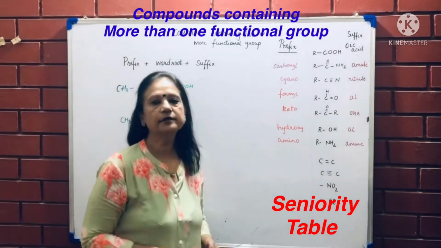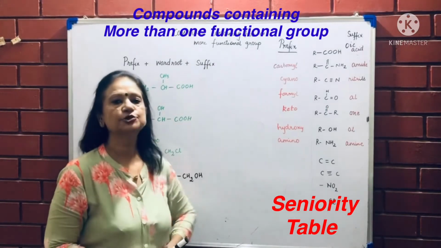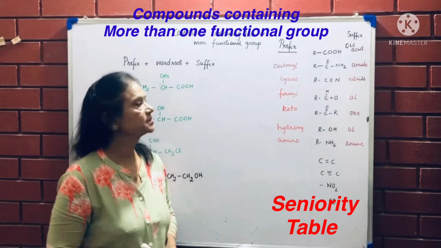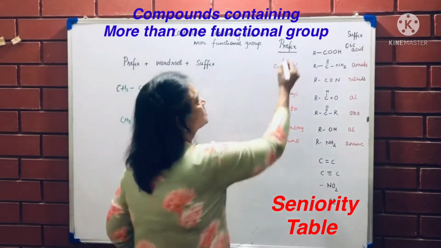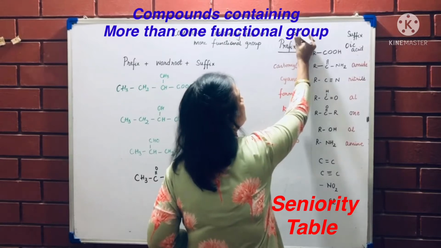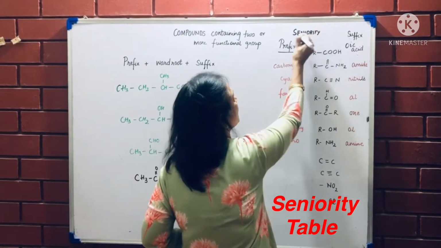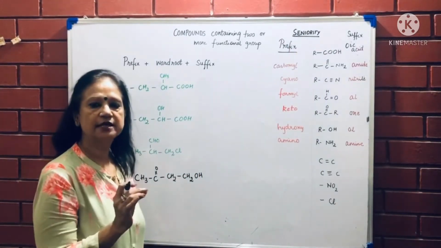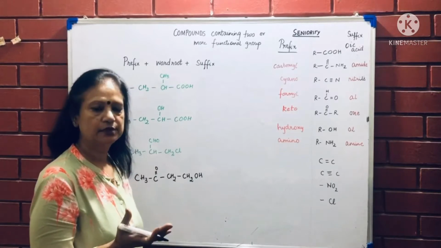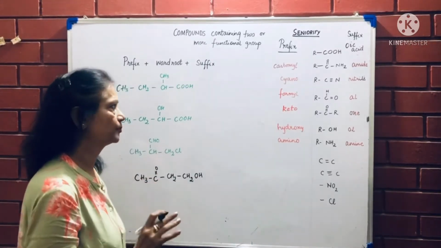Let us now look at what happens when compounds contain two or more functional groups. So the first thing is we must know the seniority table. If two or more functional groups are present, we will first identify which one is the senior. The one which is senior is the major functional group.